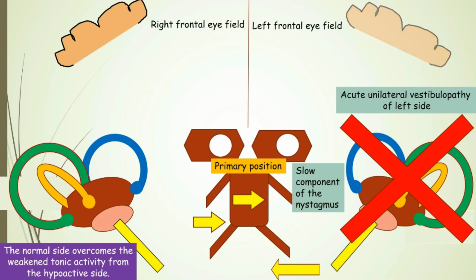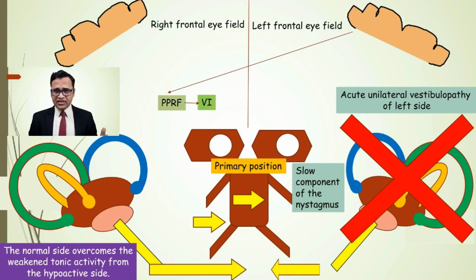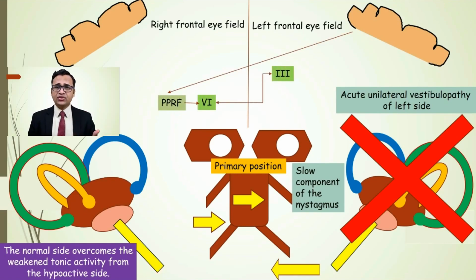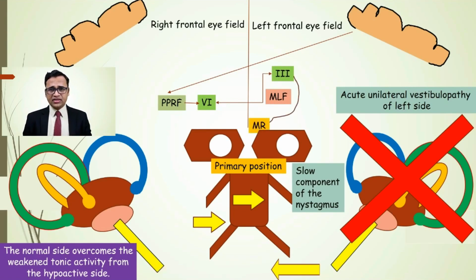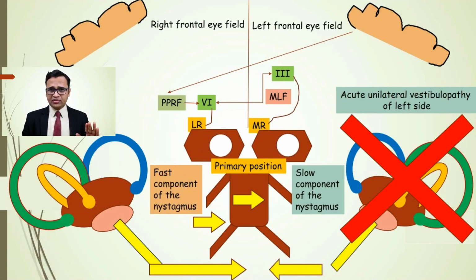The frontal eye field then sends impulses to right paramedian pontine reticular formation. The PPRF is a horizontal gaze center. Now the PPRF sends impulses to the ipsilateral 6th nerve nucleus. The 6th nerve nucleus on right side communicates with the left-sided 3rd nerve with the help of medial longitudinal fasciculus. Then oculomotor nerve arises from the 3rd nerve nucleus and supplies the medial rectus on the left side, and the 6th nerve supplies the lateral rectus on the right side. That leads to corrective saccade towards the right side, and that forms the fast component of the nystagmus.